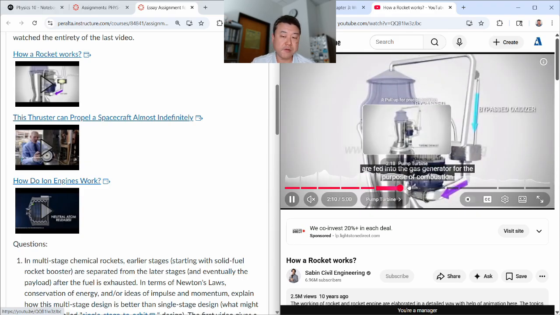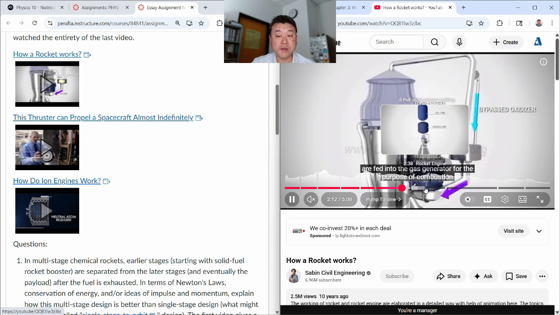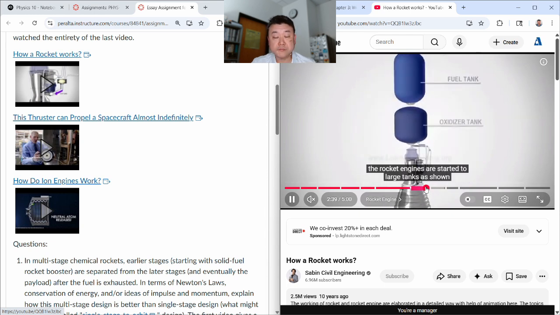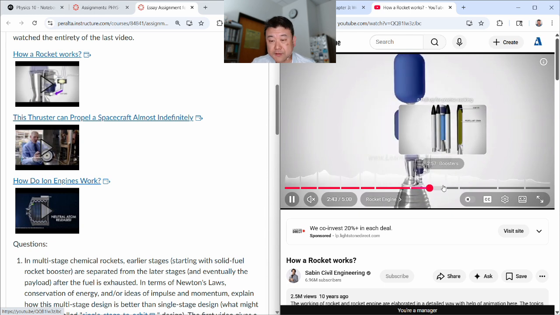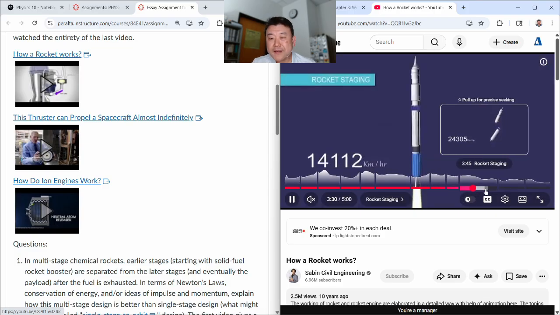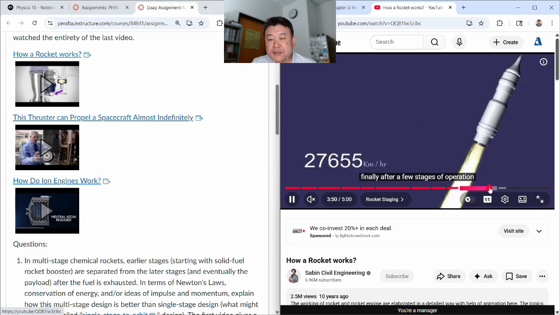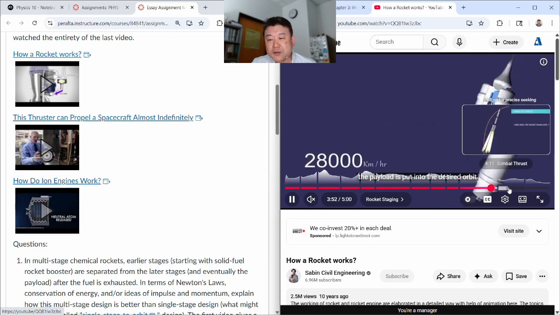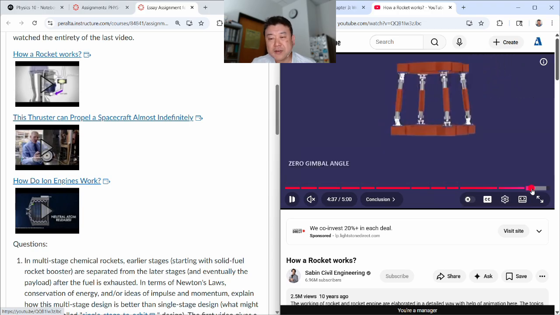Really, the main thing we are looking for is conservation of momentum and action reaction force. So I think a lot of this, you should really go and watch it yourself. Does it give us the exhaust velocity? I guess it's not giving us the exhaust velocity. So I think you'll get a lot more just watching it yourself if you are interested.